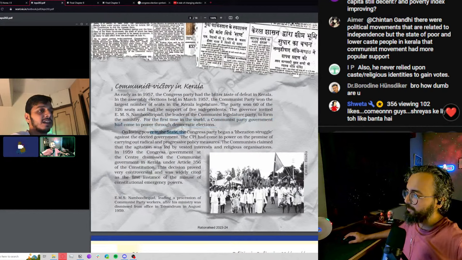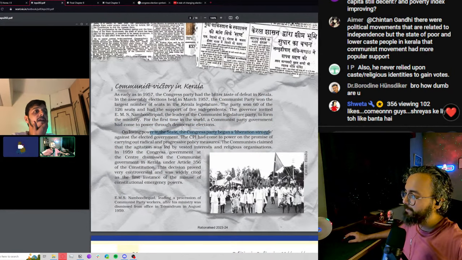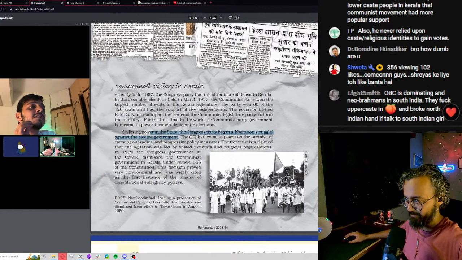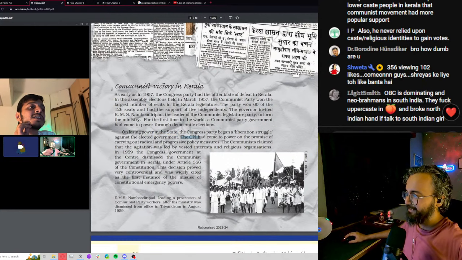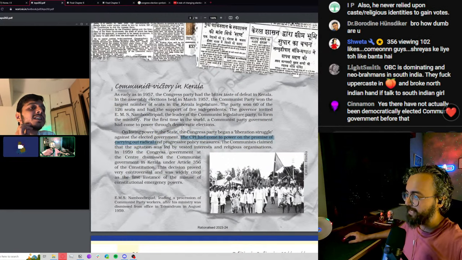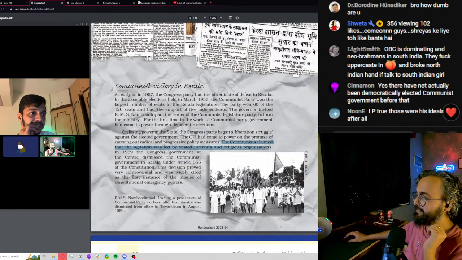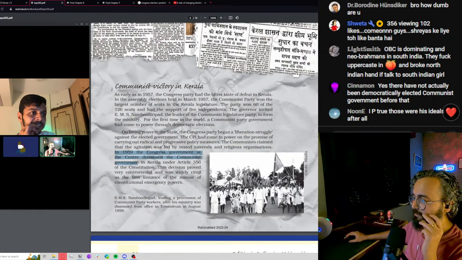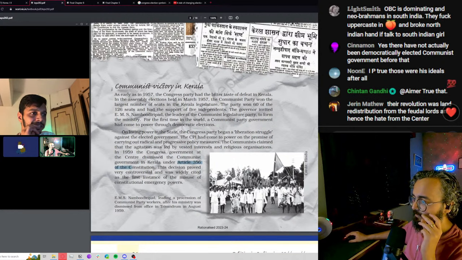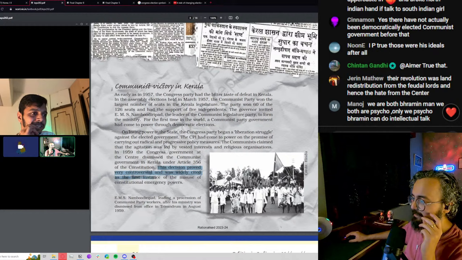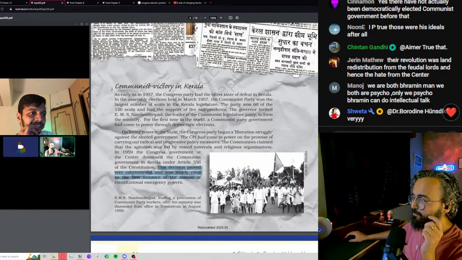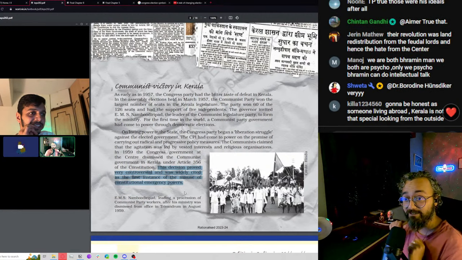On losing power in the state, the Congress party began a liberation struggle against the elected government, which is strange. The CPI had come to power on the promise of carrying out radical and progressive policy measures. The communists claimed that the agitation was led by vested interests and religious organizations. In 1959, the Congress government at the center dismissed the communist government under Article 356 of the Constitution. This decision proved very controversial and was widely cited as the first instance of misuse of constitutional emergency powers.